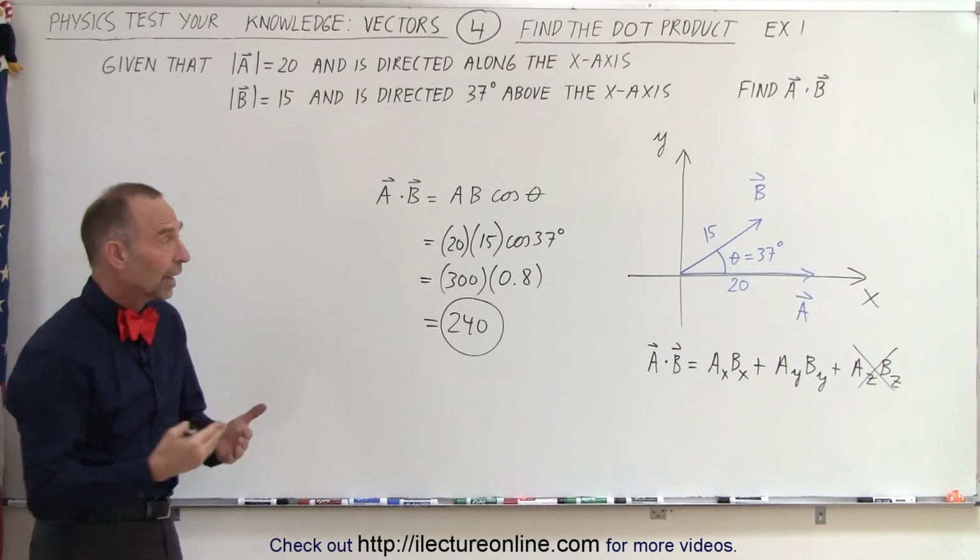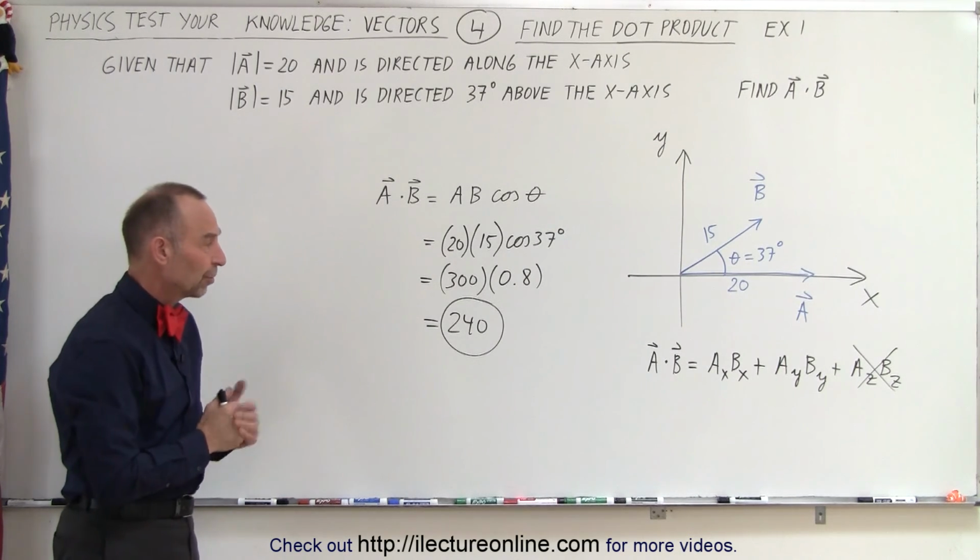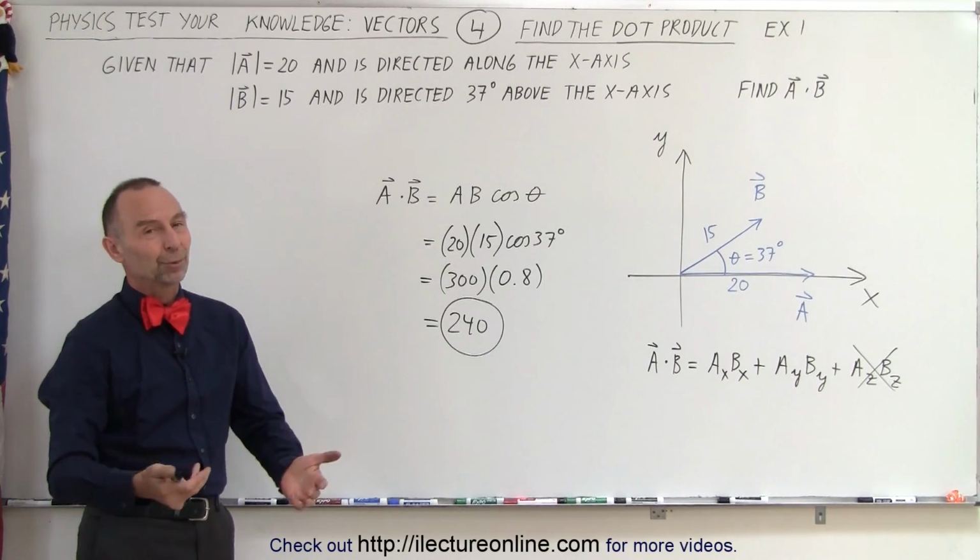Remember that when you take the dot product of two vectors, you end up with a scalar quantity without a direction. So that is how we take the dot product between these two vectors.